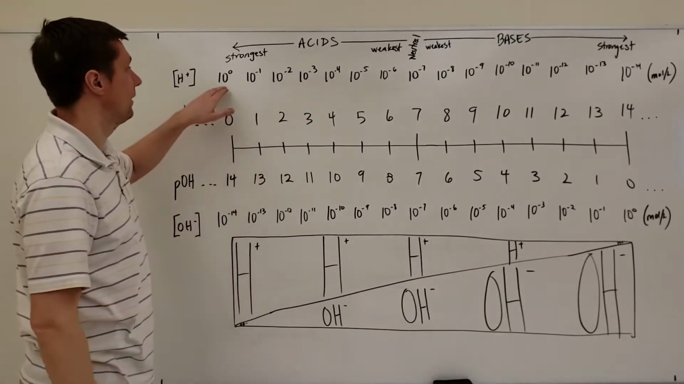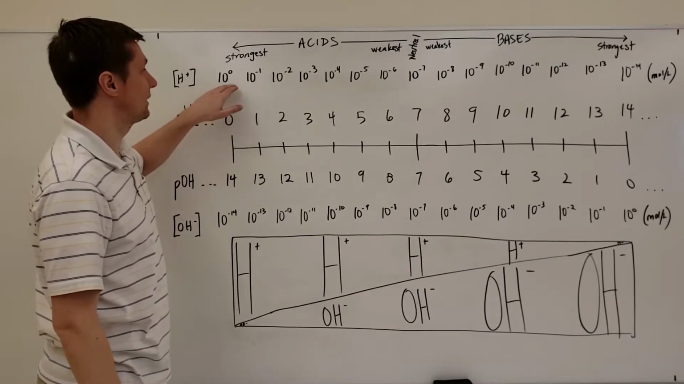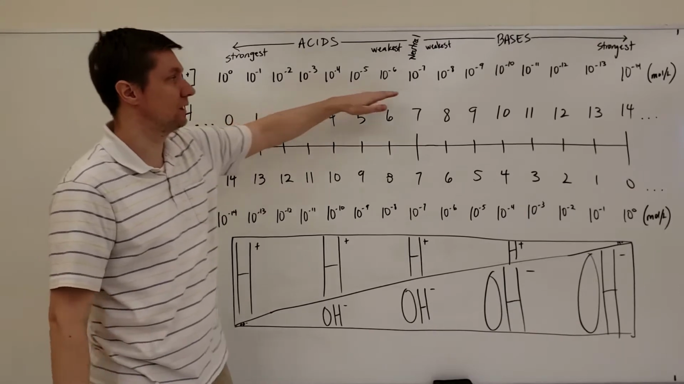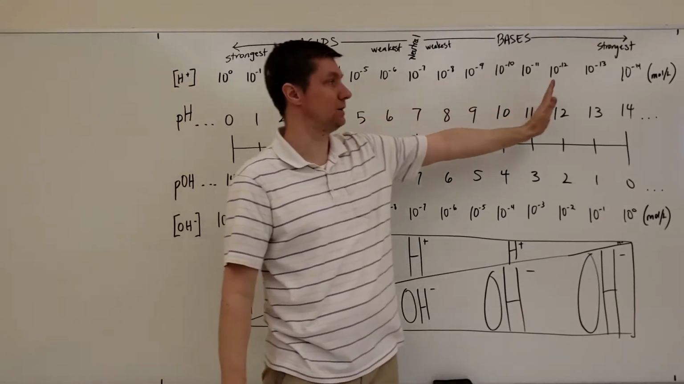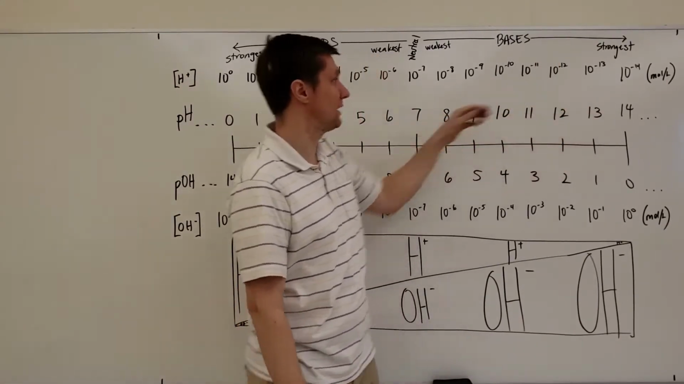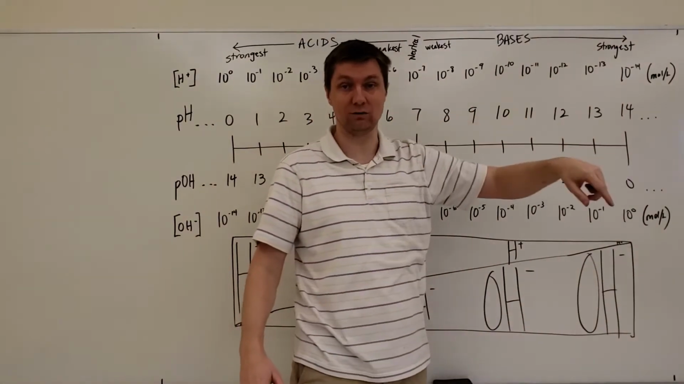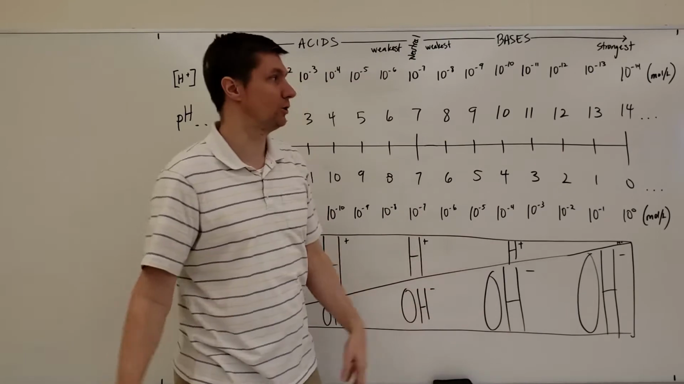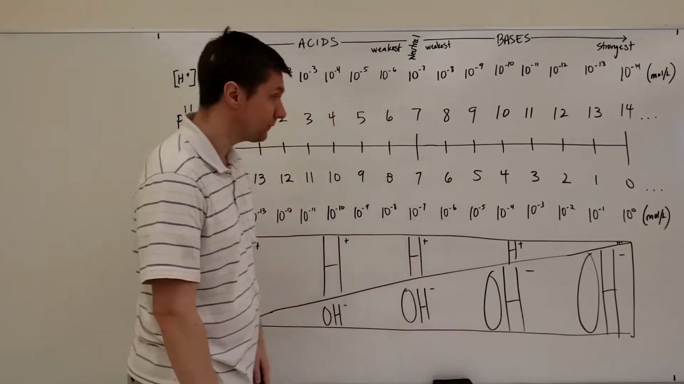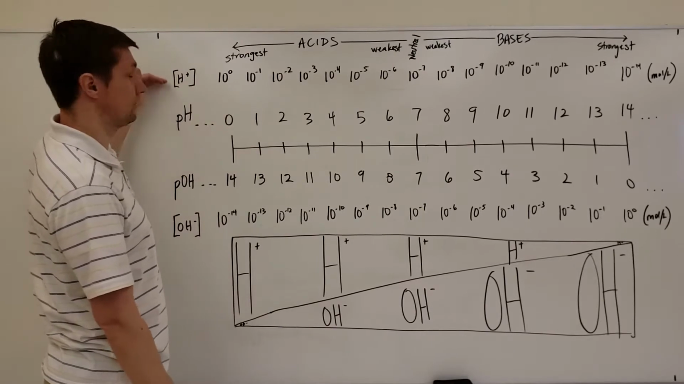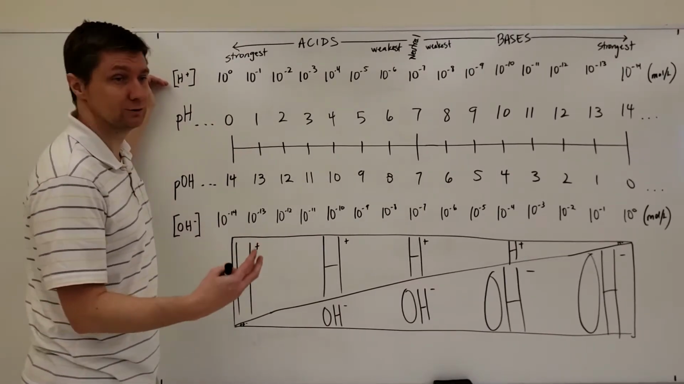And so clearly you can see that as I go along the pH scale, the solution that has a pH of 12 is going to have a hydrogen ion concentration of 10 to the negative 12, which is a really, really small number of moles per liter. And so that's how pH is related to the hydrogen ion concentration.